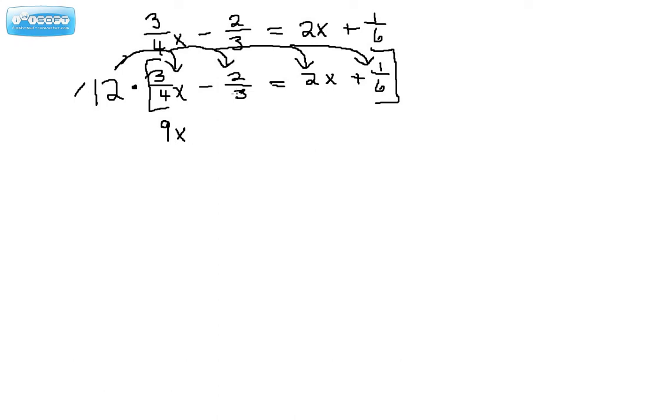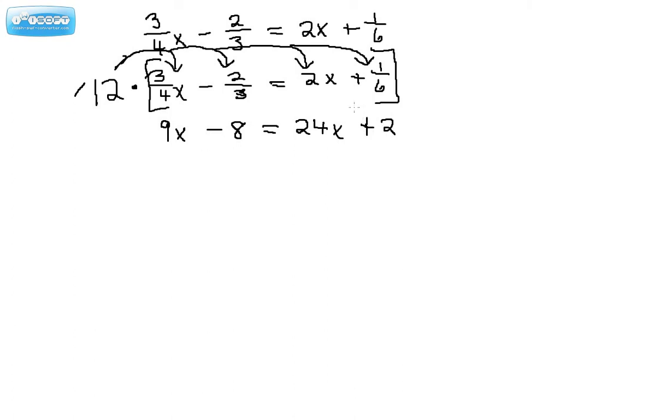Then we divide our next denominator 3. 3 goes into 12 4 times. 4 times negative 2 is negative 8. And then 12 times 2x is 24x. And 6 goes into 12 2 times. 2 times 1 is 2. So now we've cleared our fractions.